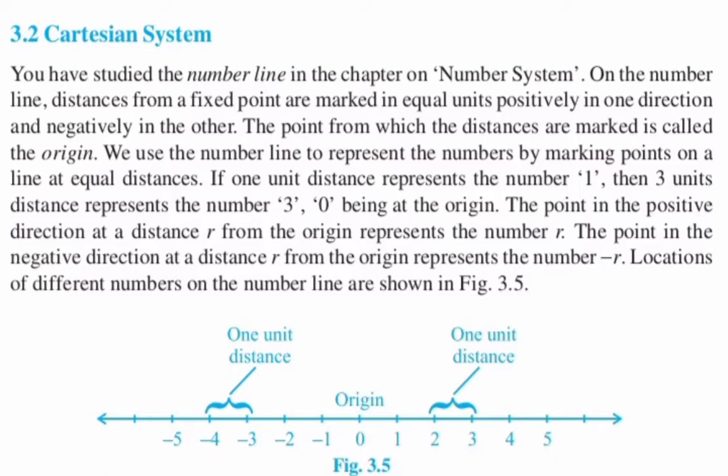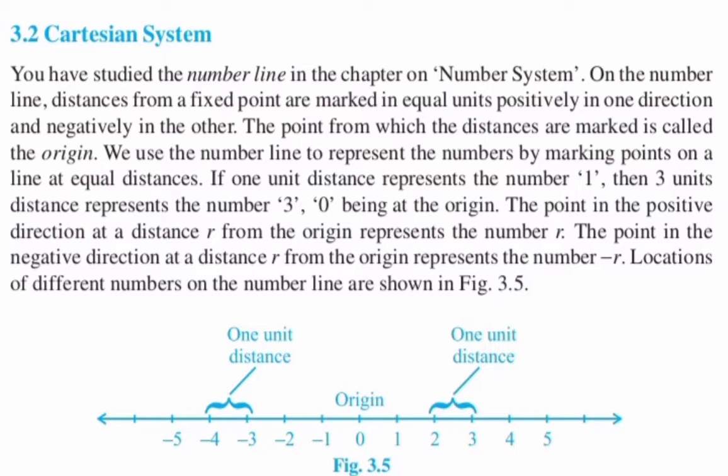On the number line, distances from a fixed point are marked in equal units positively in one direction and negatively in the other. The point from which the distances are marked is called the origin. We use the number line to represent the numbers by marking points on a line at equal distances. If 1 unit distance represents the number 1, then 3 unit distance represents the number 3, 0 being at the origin.